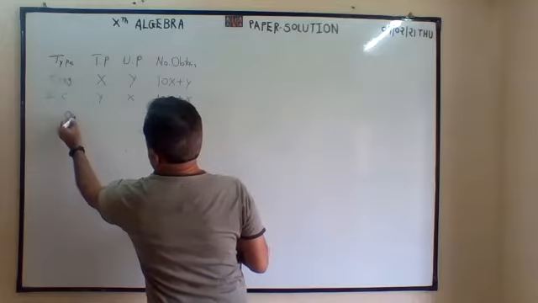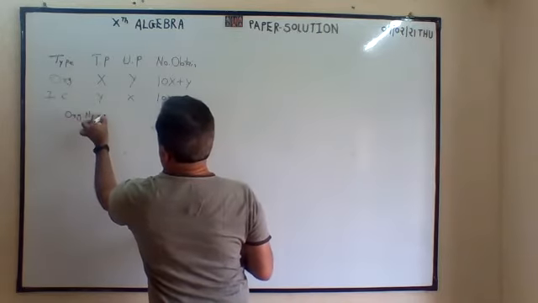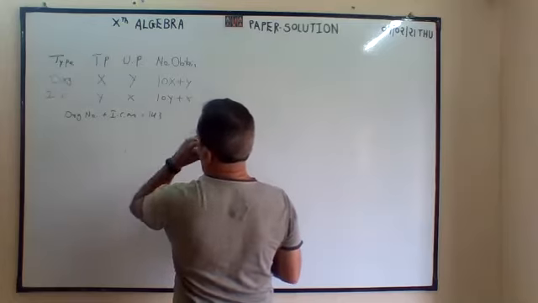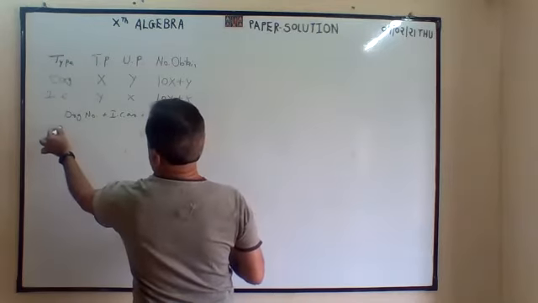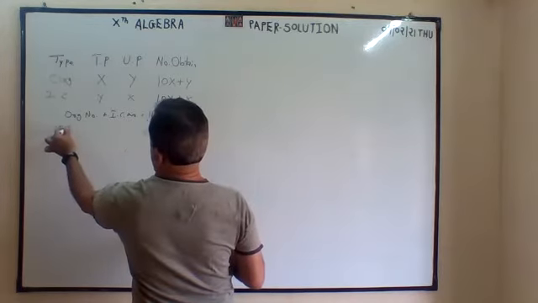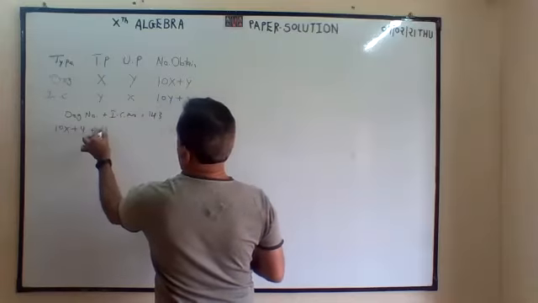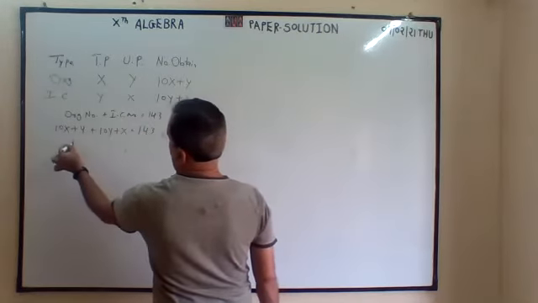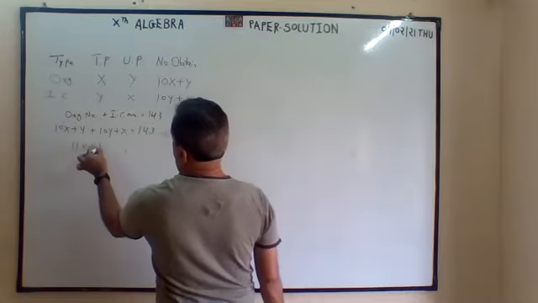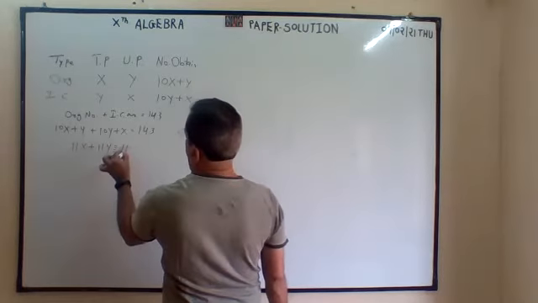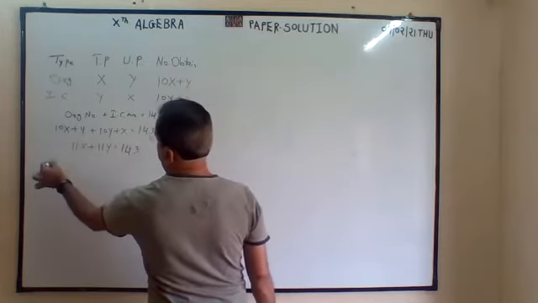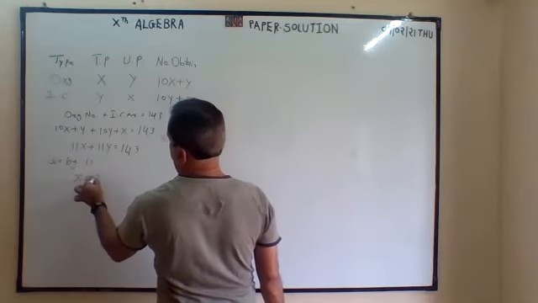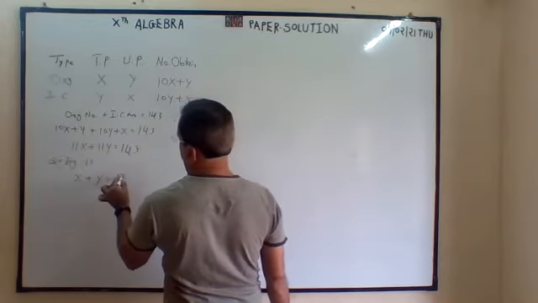So original number plus interchange number is equal to 143. So 10x plus y plus 10y plus x is equal to 143. So 11x plus 11y is 143, divided by 11. So x plus y is equal to 13.